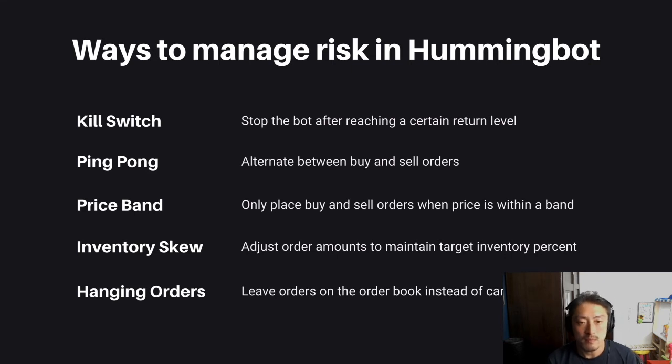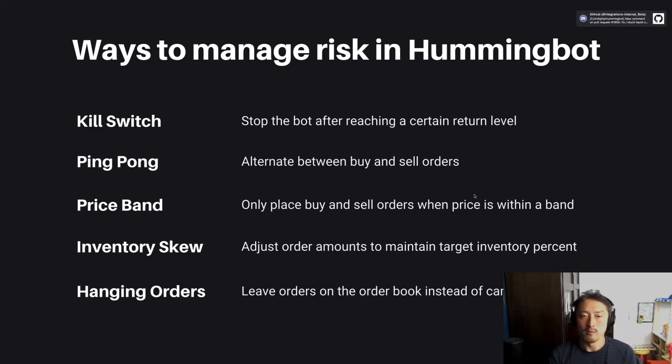The second parameter is called ping pong. This is probably the most basic way that you can manage inventory risk. If you saw the last video that we did on building a strategy, this was a parameter that I used in setting up the bot and to protect against inventory risk.